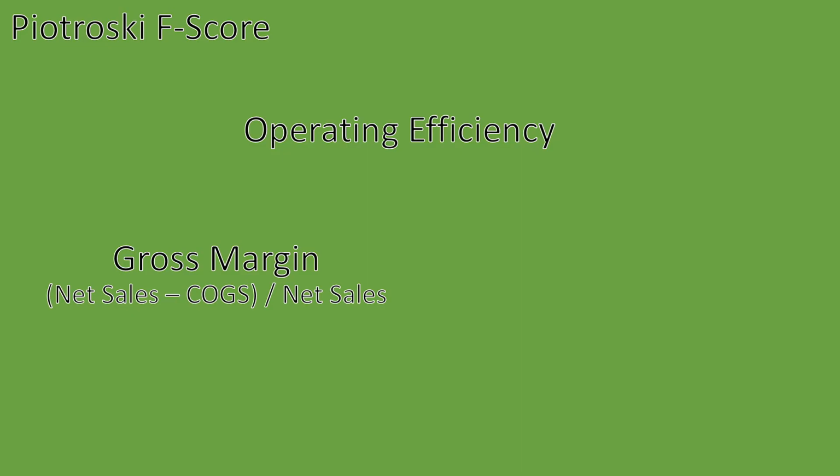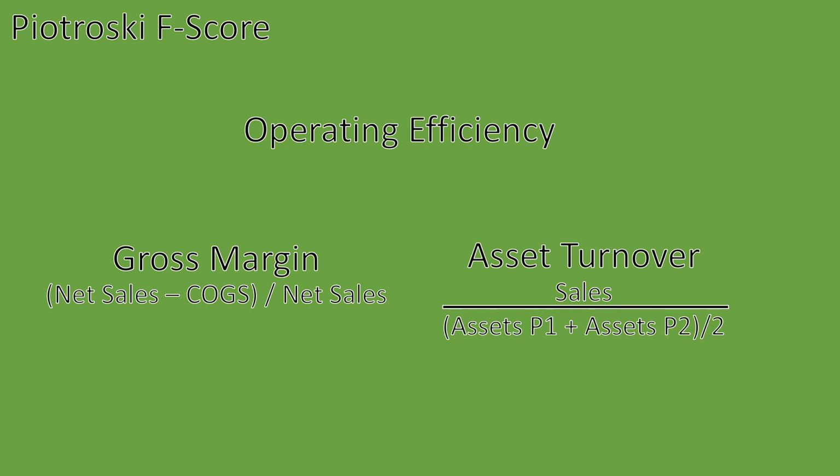Second, we have asset turnover. Asset turnover can be calculated by dividing sales by the assets at the beginning of the period plus the assets at the end of the period, divided by 2. An increase suggests a more efficient allocation of assets and an increase in productivity. Therefore, an increase is again good, or 1.